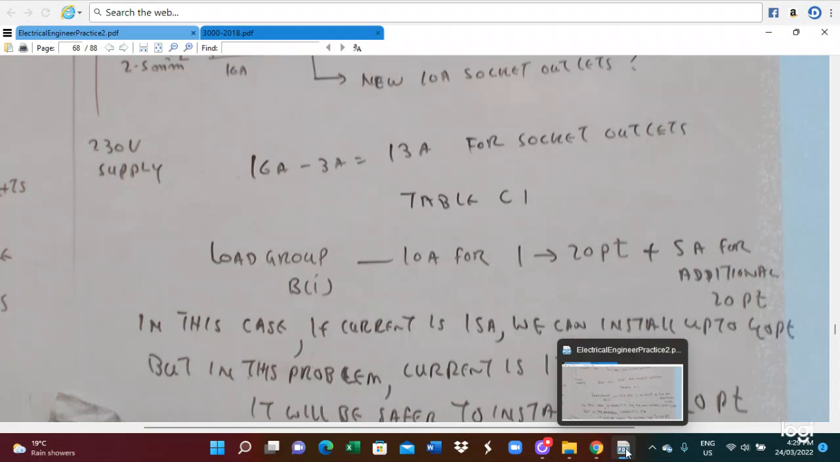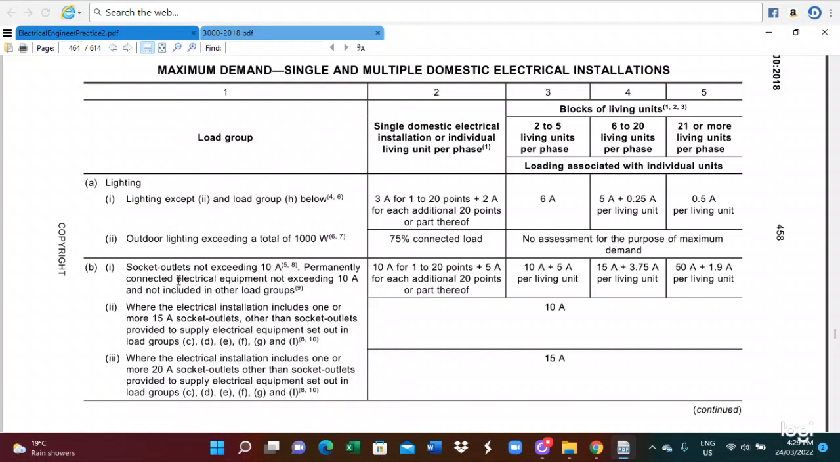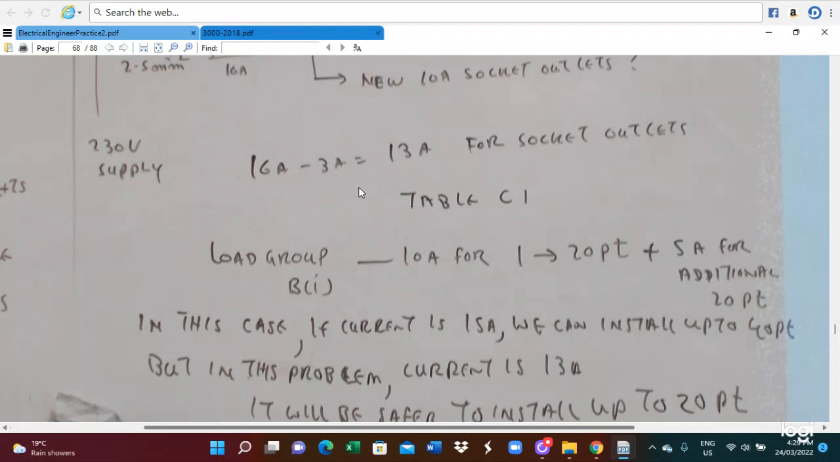And for the socket outlet, the row group is B1. So 10 MVR for the first 1 to 25, and 5 MVR for each additional 25. So this is for the single domestic installation. First 1 to 25 is taking the 10 MVR. So therefore, in this problem, the current is 15 MVR.